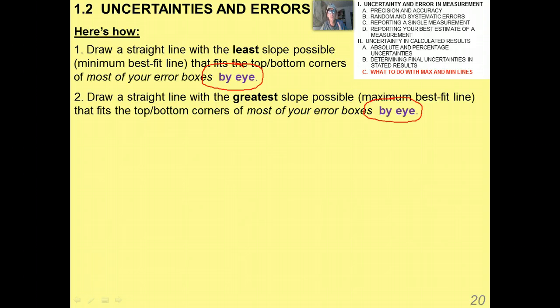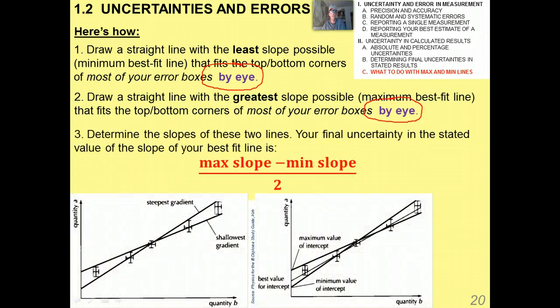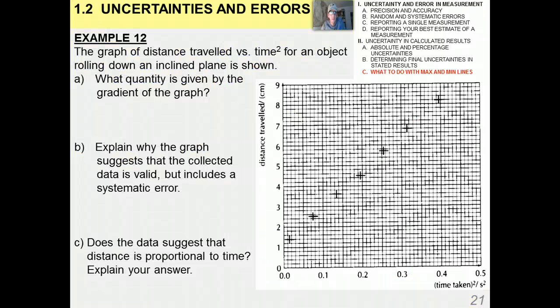You determine the straight line with the greatest slope possible that fits the top and bottom corners of most of your data, most of your error boxes. And then you determine the slopes of these two lines. The final uncertainty in the stated value of your slope, which is an experimental quantity, is the max slope minus the min slope, divided by 2. So you can see in these two cases, we've drawn the steepest gradient and the shallowest gradient that fits generally most of the error boxes. And it's okay for max and min lines to not go through every single error box.